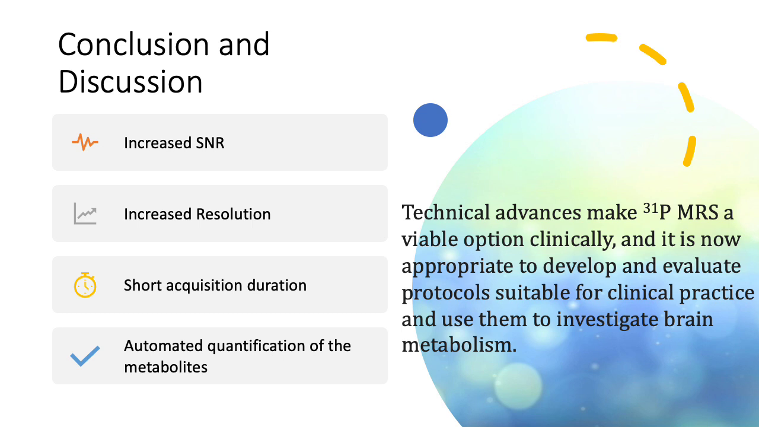So, conclusion. In this study, we demonstrate that our novel Rosette K-space trajectory not only provides a signal-to-noise ratio increase, but also increases resolution, reduces the acquisition duration, makes the quantification of the metabolites automated, and minimizes the user interaction. So these technical advances make phosphorus spectroscopy a viable option clinically, and it is now appropriate to develop and evaluate the protocol suitably for clinical practice and use it to investigate brain metabolism.